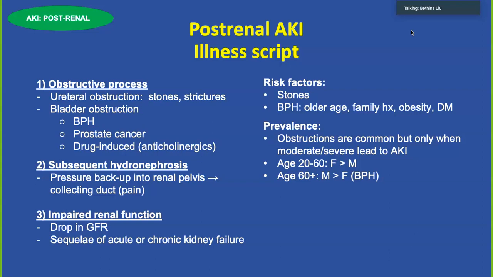Risk factors for post-renal AKI include stones or BPH, which is seen in older adults, and people with a family history of the condition, obesity, and diabetes. The prevalence, obstructions are pretty common, but only when you have pretty severe obstruction would you see AKI, and it's more frequent in females from the age of 20 to 60, and more frequent in males after the age of 60 as a result of BPH.